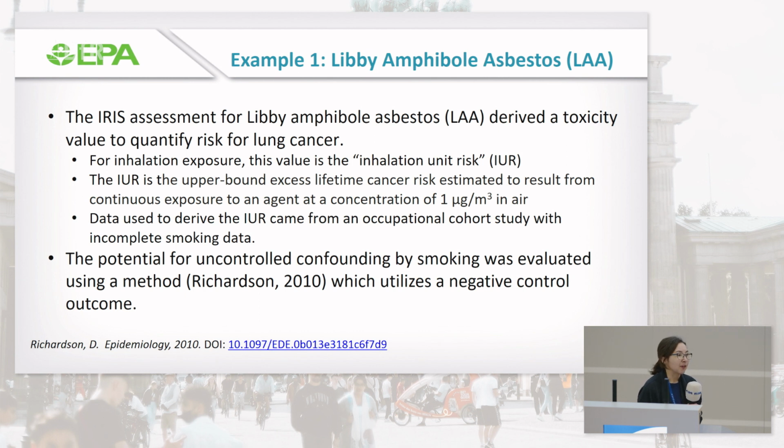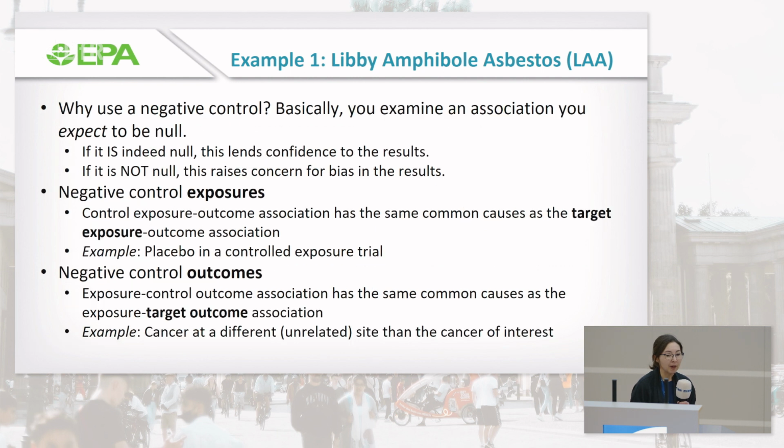The data that were used to derive this IUR came from an occupational cohort study, and like many occupational studies, there was not complete smoking data available. Because the target outcome was lung cancer, there was concern that there could be uncontrolled confounding by smoking that could be biasing the effect estimate that was reported from the study. So in order to try and evaluate that potential for bias, we used a method that was published by David Richardson in 2010 to use a negative control outcome. So I'm sure that all of you are familiar with the concept of a negative control.